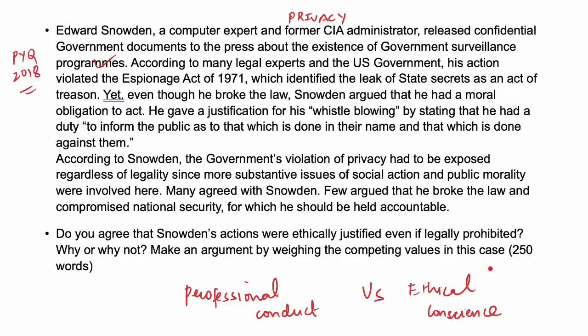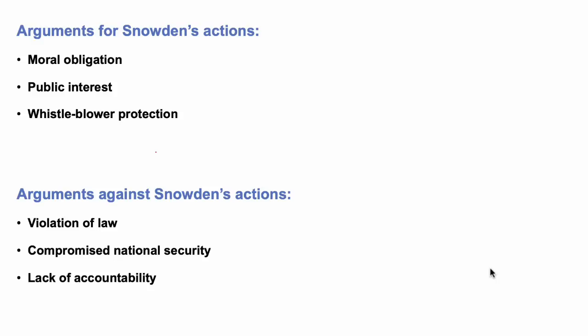Now, in such cases, it is very important to highlight the negatives as well as the positives of the action taken. Now, the first argument for Snowden's action is the argument of moral obligation. Edward Snowden had argued that he had a moral obligation to act as he believed that the government was violating the right to privacy, an invasion of privacy, and it had to be exposed regardless of the legality that was involved in the case.